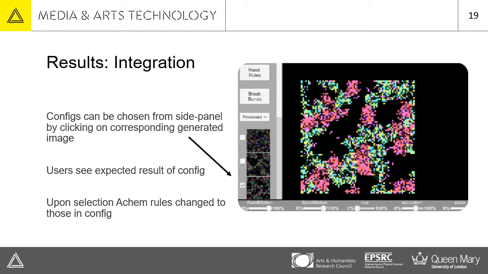The image of the tool on the right shows the VJ tool with a new side panel on the left. This panel presents the user with the lattice images generated by configurations for the winning configuration set. This allows the user to see the expected result of applying the configuration before they choose one. Upon choosing a configuration, the rules of the chemistry are changed to those in the configuration. The user can then see the chemistry converge towards the expected result in real time.